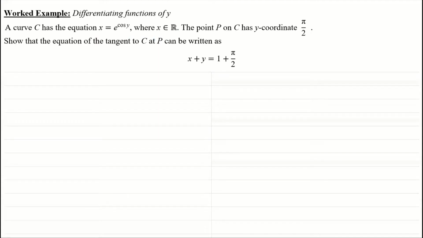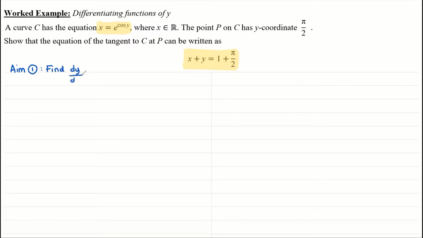All right, so we're going to do one example using dx by dy as our derivative. And you can see here we've got a curve C with the equation x is equal to e to the power cos y, defined for all real values of x. Now, we've got to show the equation of the tangent is given here. We've got to show this. So we're going to have to find the derivative. We need to find dy by dx. All right, so that's our aim. Or our first aim is to find dy by dx.